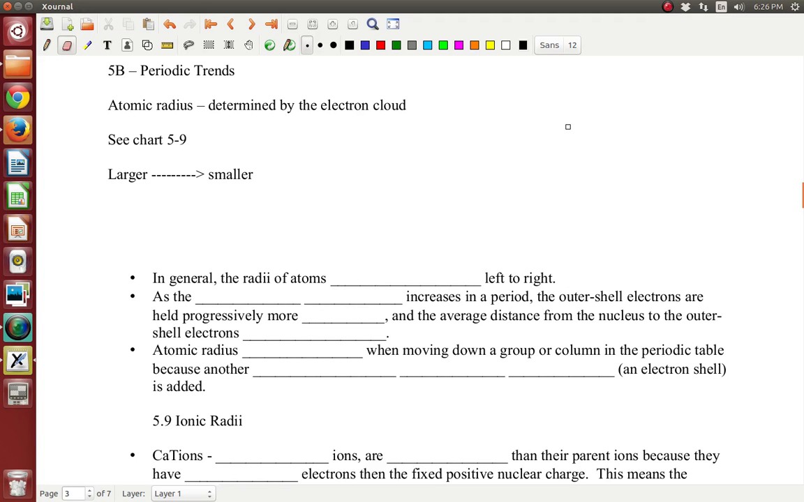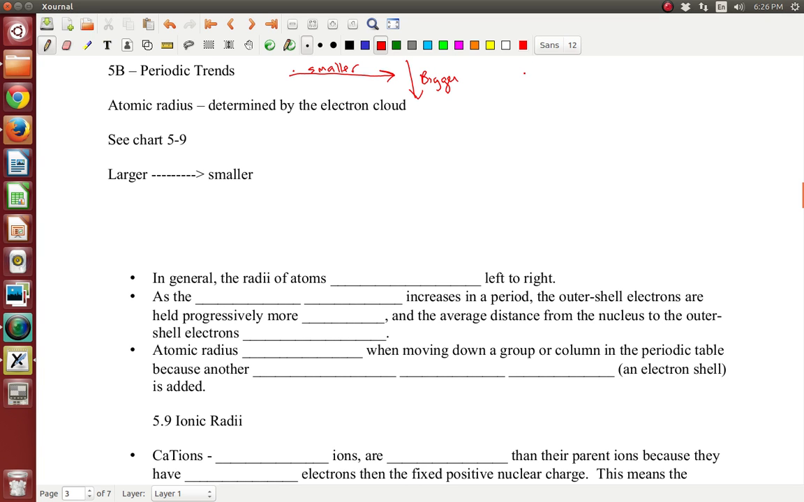I'm going to talk you through the periodic trends. You're going to need to pull out your notes for periodic trends for Chapter 5. We talked about in class, depending on how far we got, that the atomic radius of an atom decreases as you go from left to right. So it gets smaller as you go from left to right, and it increases as you go down.